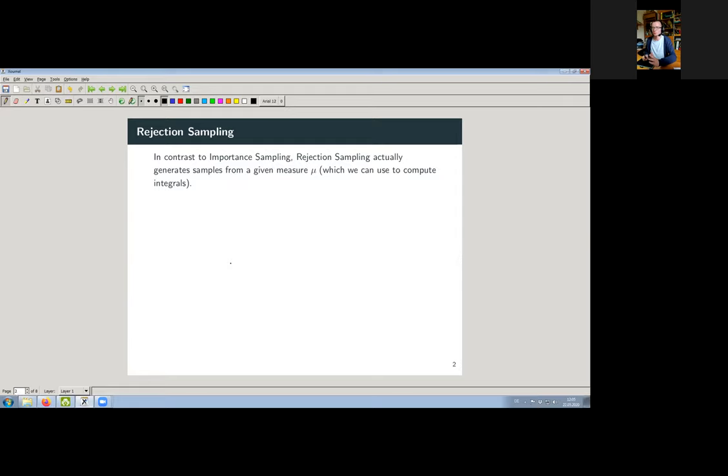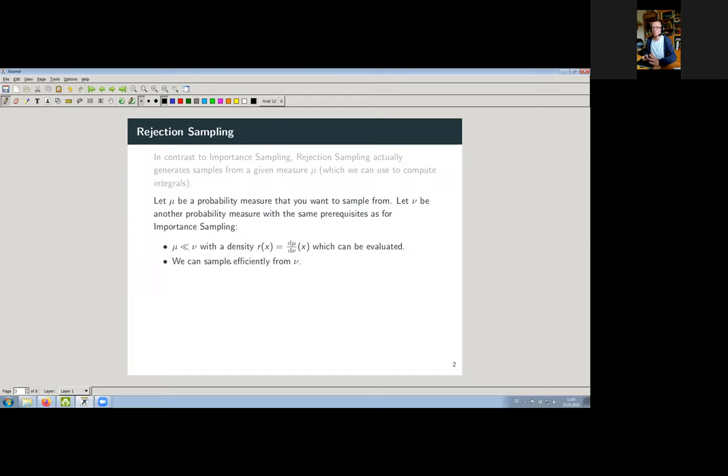And rejection sampling is able to directly generate samples without this resampling step that we had for importance sampling. And it has a familiar setup. We also need a reference measure. We call this nu again. We also have to be able to evaluate this density r of x, and we have to be able to sample efficiently from this reference measure. In addition, we have one more requirement, which is that this function r of x has to be bounded from above by some finite number m.